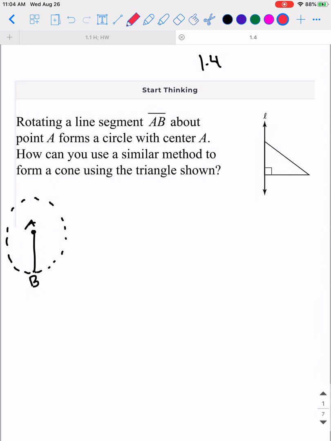Now it wants you to take this triangle, take the same exact idea, except if I wanted to make a cone, instead of rotating it maybe left or right, I'm going to rotate it in a circle around line L. Because if I were to swing this triangle around, it would create a cone, right? So you can see part of the triangle lies inside the cone. Once we swing it around, it becomes a 3D shaped cone.